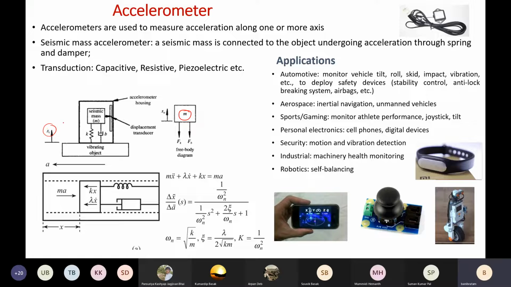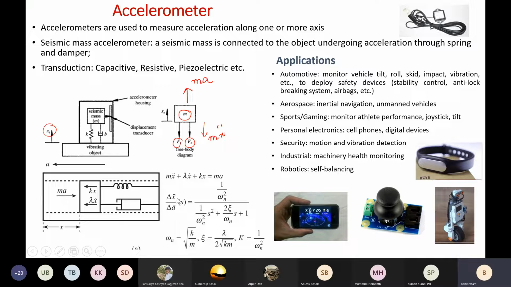So if x is going to the upper side, then the spring restoration force Fk and damper restoration force Fb will act downwards. And here this is your input acceleration, m into a, mass into acceleration, that is the input force, and here you have m into x double dot, that is the inertial force. So if we do the force balance equation here, m x double dot plus lambda x dot plus k x equals m a, that is the fundamental equation we will get.